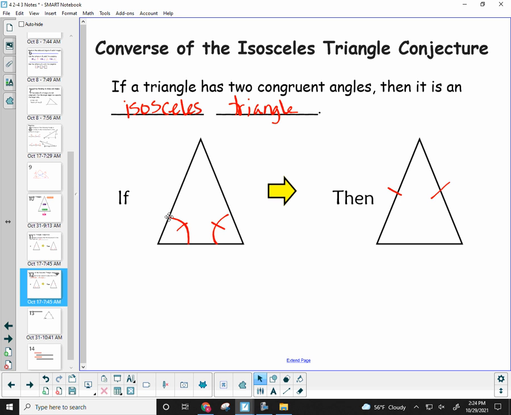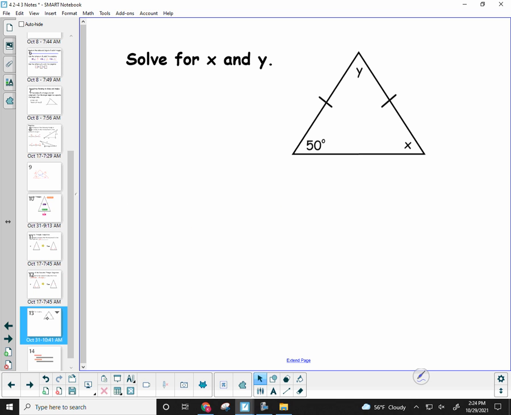Awesome. Okay, last problem. In this figure here, in this isosceles triangle, we have a 50-degree angle. Is that a base angle or a vertex angle? That is a base angle. Good. What other angle is a base angle? X. Good, because they're opposite of our congruent sides. So that means X has to be 50. And what does that make Y? 80 degrees. Is that okay?